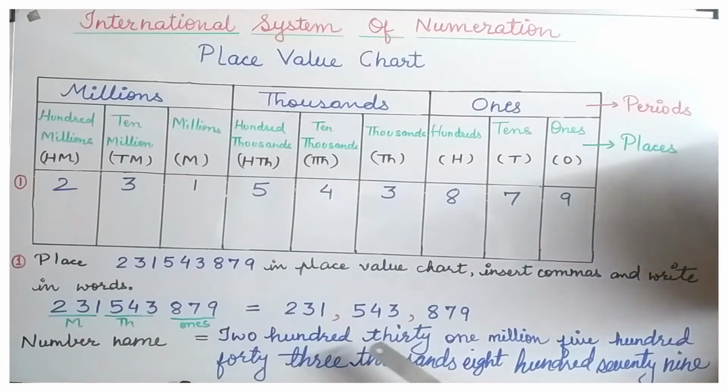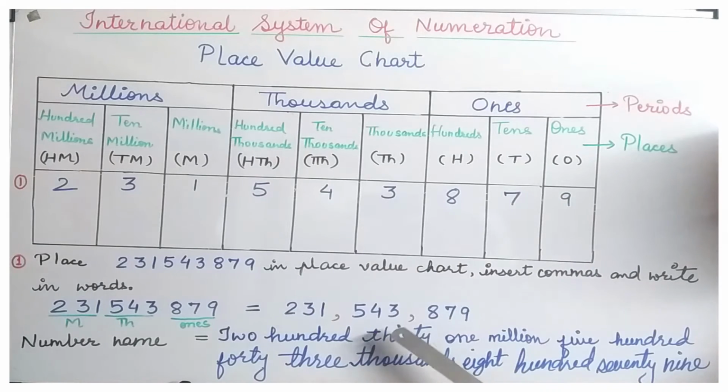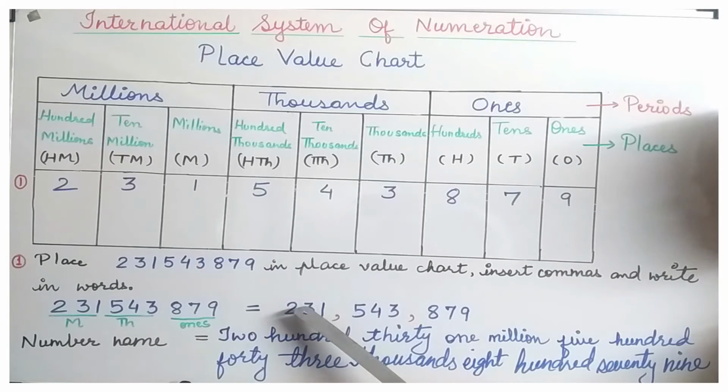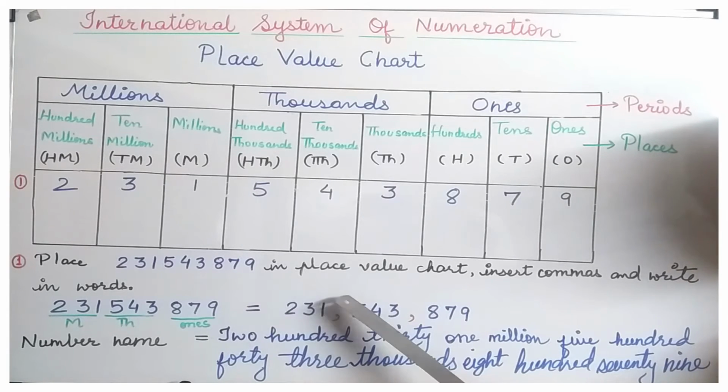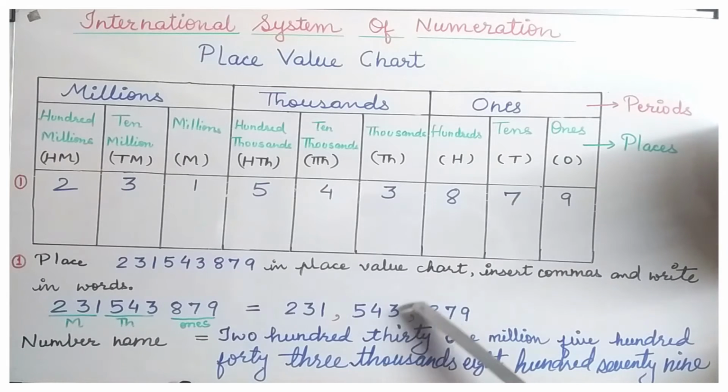Now we can separate every period by a comma. So between ones and thousands period we can place the first comma. Between thousand and the millions period we can place the second comma. Every period contains the 3 places. Now this will be in the millions period. This number should be in the thousands period and the last 879 is in the ones period.